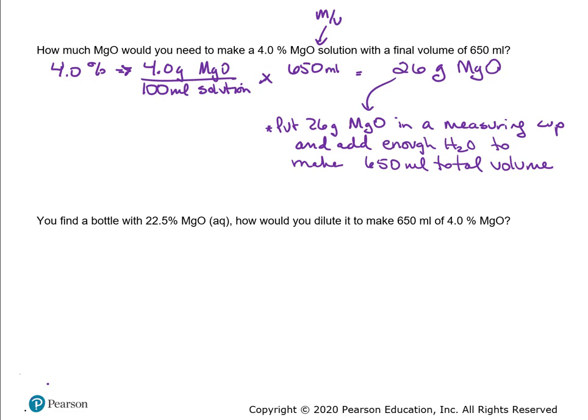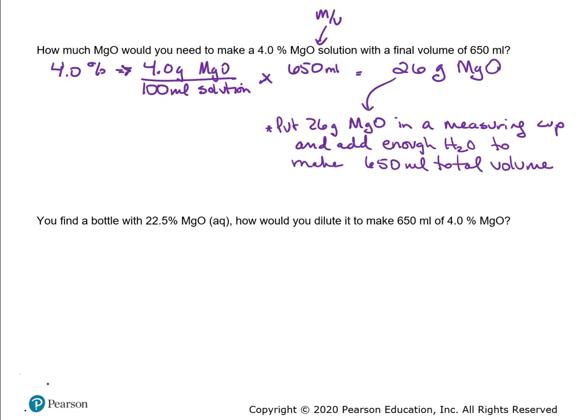And I ended up getting 26 grams of MgO, magnesium oxide. So what you do is weigh out 26 grams of magnesium oxide on a scale, put it into some kind of measuring cup, and add enough water to make the total volume 650 mils. I don't know how much water you're adding, but you're adding enough to make the total solution 650 mils. So again, concentration times volume is what you're typically doing when you have a molarity or percent solution.